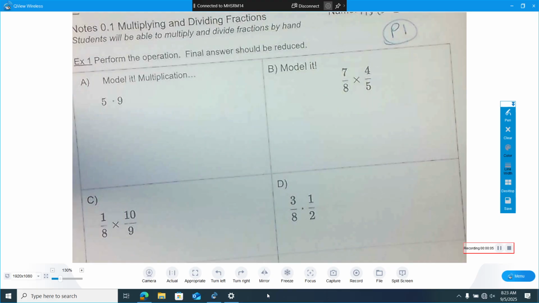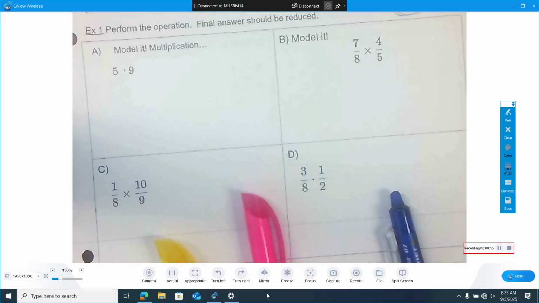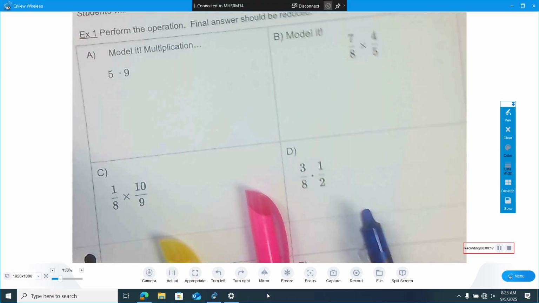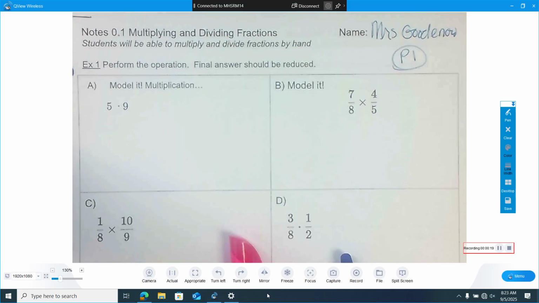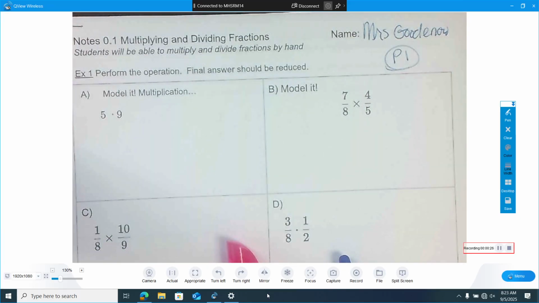Okay, let's take some notes. Today I am going to use some pens, colors, and a couple highlighters, so you might want to have something like that. Please have your name on there. You can see my name is on there. It's really important to put your name on things.